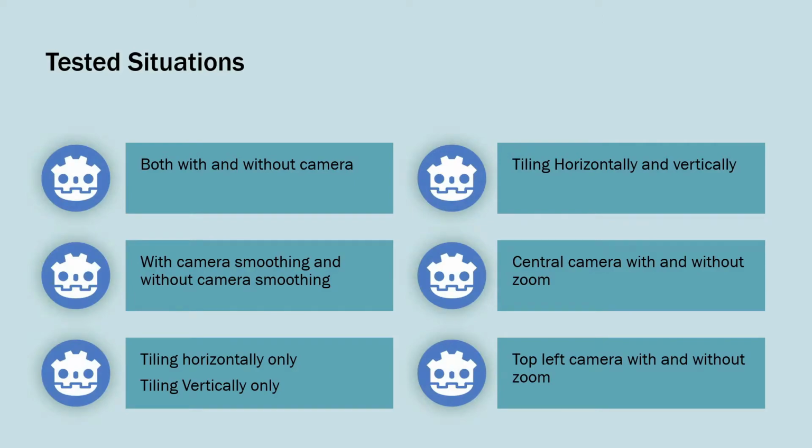So I've tested this in several different situations. It seems to be reasonably robust, both with and without camera, with camera smoothing and without camera smoothing, tiling horizontally and vertically, and tiling horizontally and vertically by themselves, as well as a central camera with zoom and a top left camera anchor without zoom and with zoom as well.